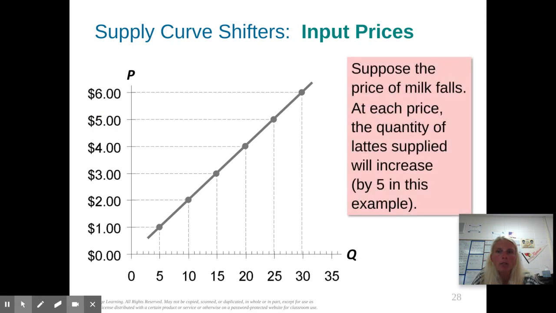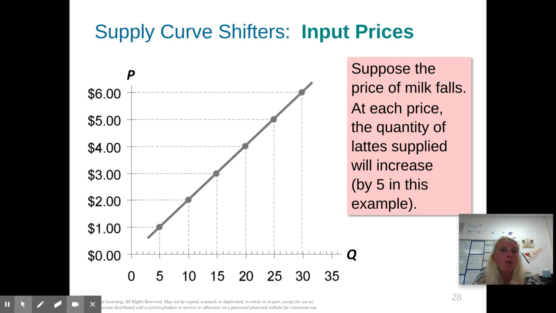So let's look at something else. Suppose the price of milk falls. This is input costs. This is the I in TIES. So when you own a business, you have to pay to make those products. It's the factors of production, the land, labor, capital. And you are looking at those products and how they can affect how much you supply as a business owner. So you own the latte company, you own Starbucks, and let's say that the price of milk falls. Well, that's an input in your latte.